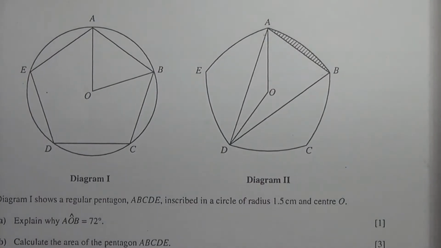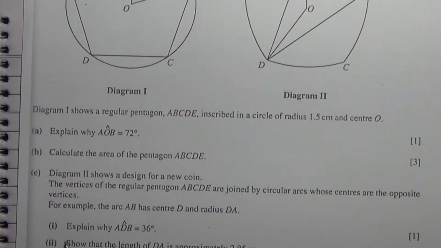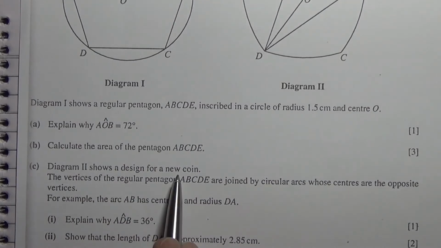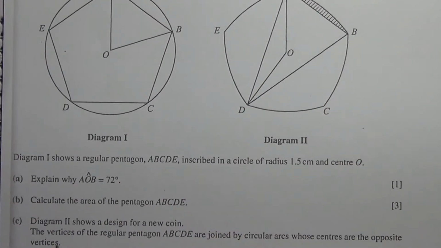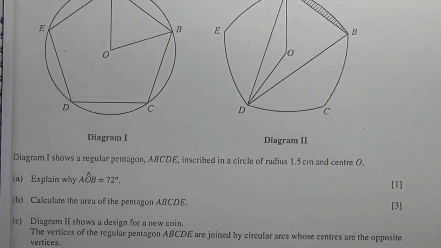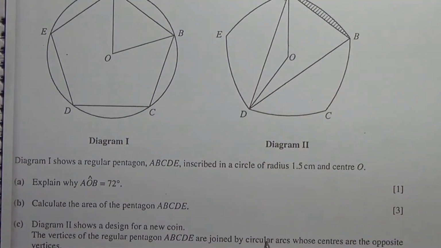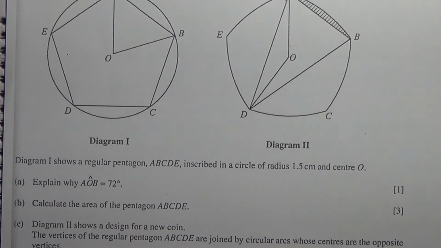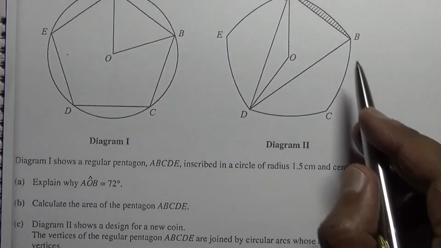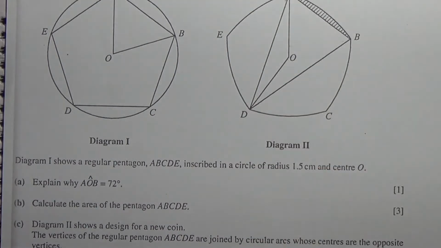Now for part C of the question, we're going to have to look at this diagram, and they're telling us here, diagram 2 shows a design for a new coin. This is a new coin, and the vertices of the regular pentagon A, B, C, D, E are joined by circular arcs 1, 2, 3, 4, 5. These are the arcs, and whose centers are opposite vertices. Now for example, the arc AB has center D. Right, that's like a sector here.